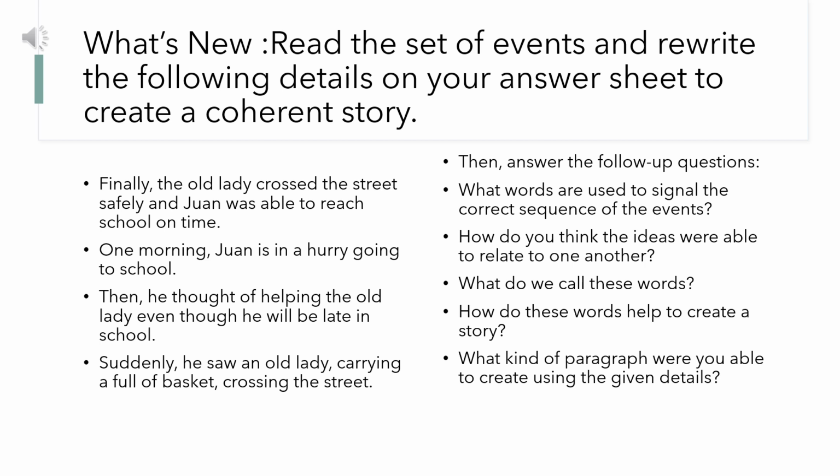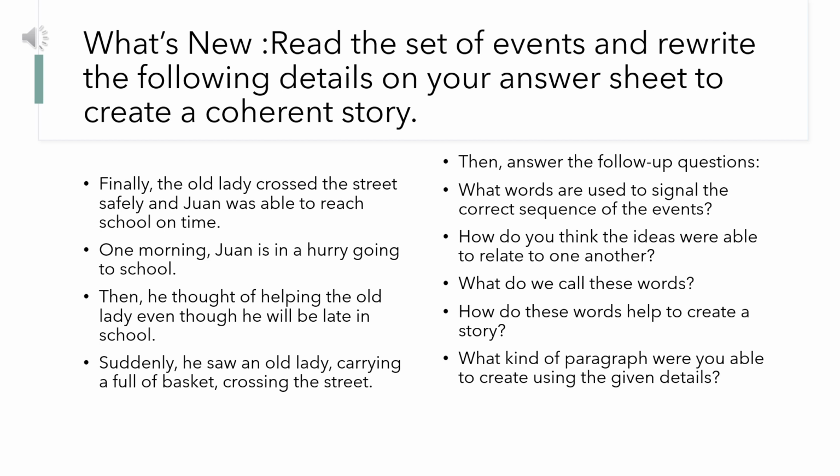Suddenly, he saw an old lady carrying a pull-up basket crossing the street. So you are correct. Number three, then he thought of helping the old lady even though he will be late in school. And lastly, of course, we have there the word finally. The old lady crossed the street safely and Juan was able to reach school on time.